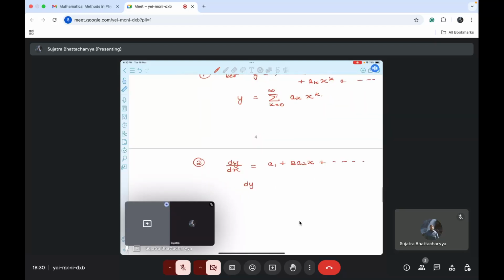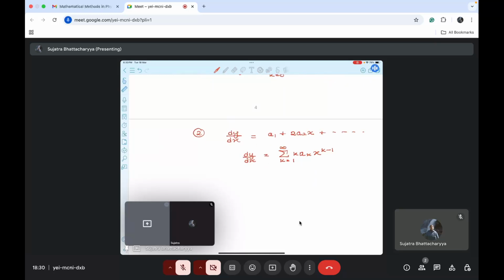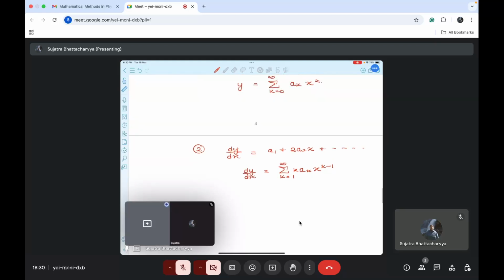So I can write this dy/dx in terms of summation as k equals, it will start from 1 now to infinity, k a_k x to the power k minus 1, right? Then only if you put k equal to 1 here, this becomes x to the power 0. You cannot put 0 here because it will be x to the power minus 1, which is not possible.